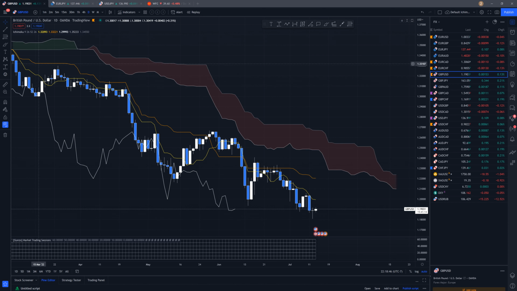This is the second trade I took in the FTMO challenge phase. It was on pound USD, and I took this trade on July 12th, 1:06 a.m. Pacific time. This is the daily chart right now. Let me show you the lower time frames and when exactly I entered and exited this trade.